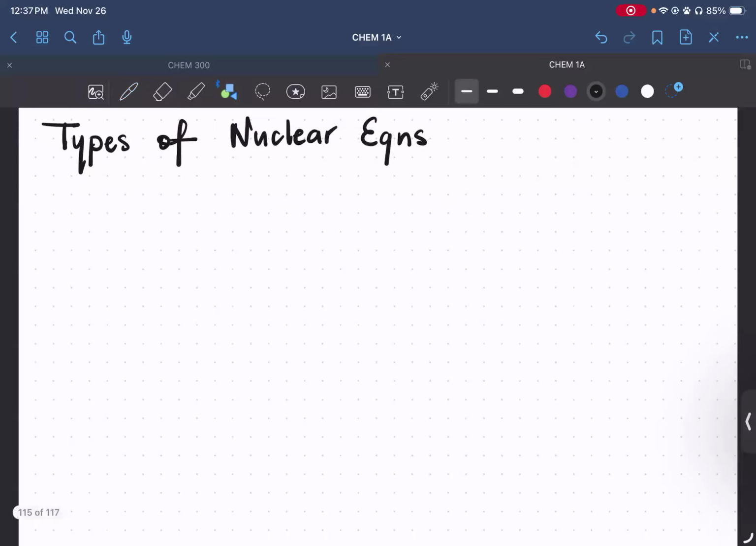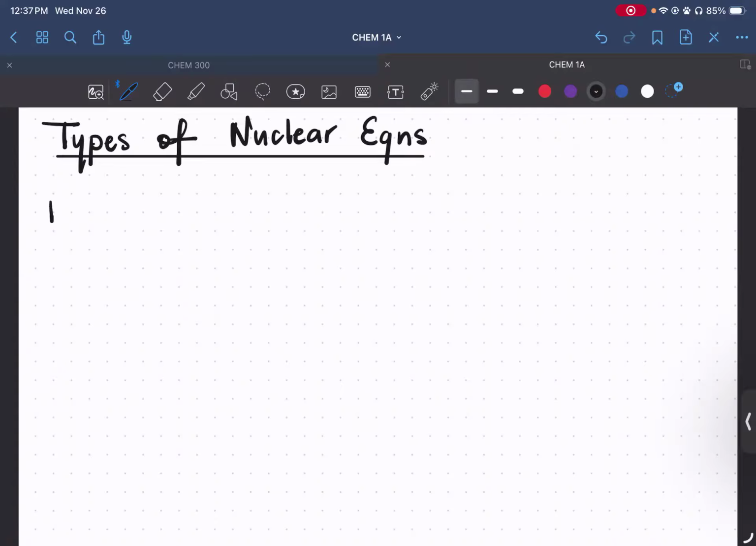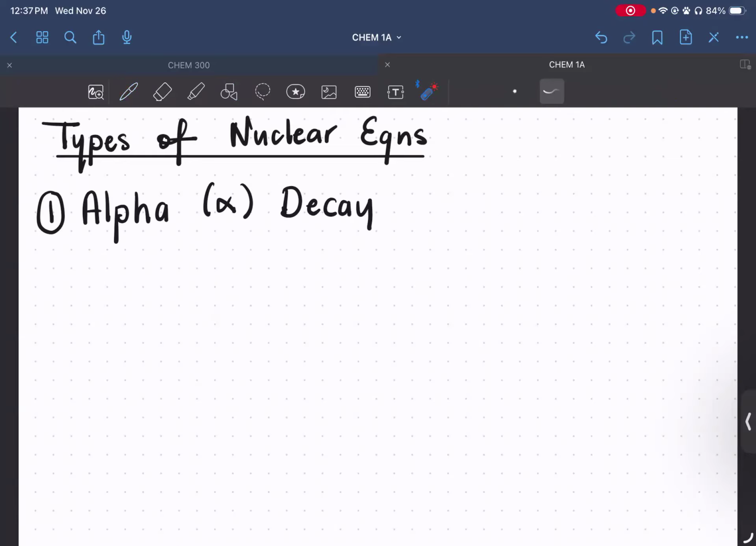I've shorthanded equations to E, Q, and S. Number 1 is alpha decay, represented by the Greek letter for alpha. Kind of looks like an incomplete bow tie loop. Alpha decay.